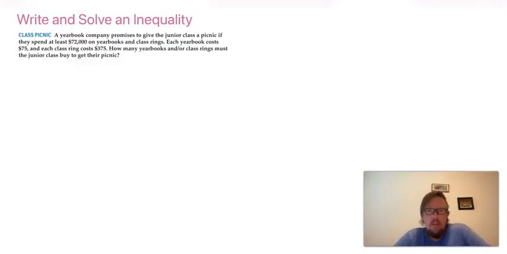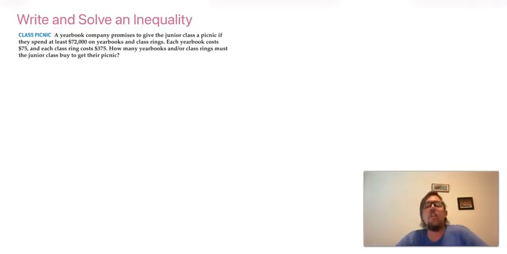So, this is a problem that can have a whole lot of different answers. If they bought 0 class rings, they could still reach their goal by buying nothing but yearbooks, right? If they just bought a whole bunch of yearbooks, they could get to at least $72,000. And likewise, they could buy 0 yearbooks, buy nothing but class rings, and still get to $72,000. But probably they're going to buy some combination of the two, some yearbooks and some class rings. Might be a bunch of yearbooks and a few class rings, or vice versa. Might be pretty close to the same amount of both.